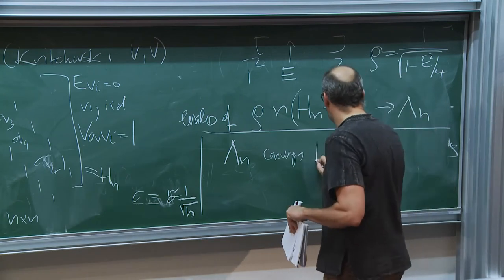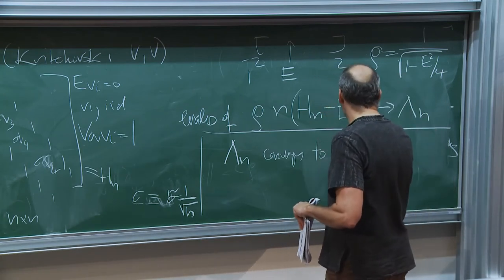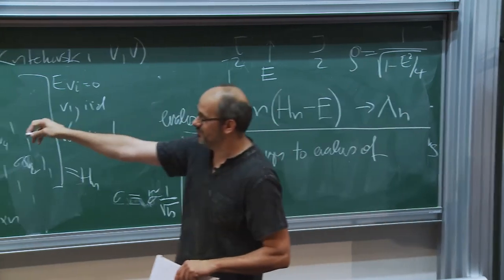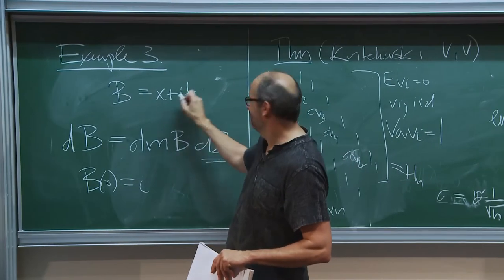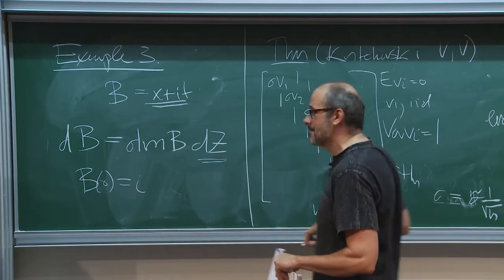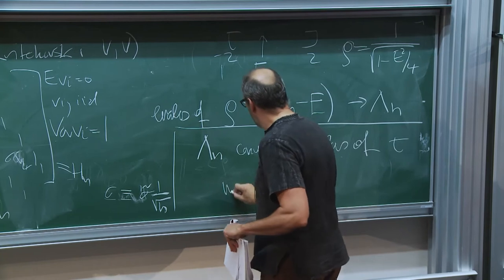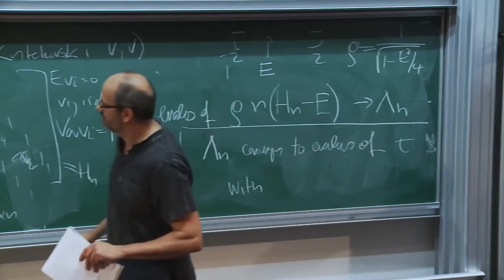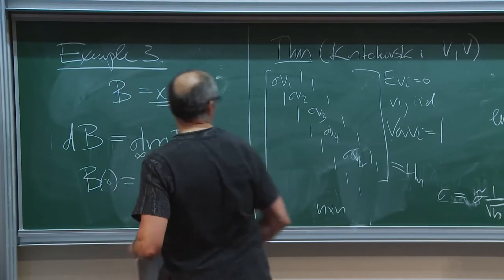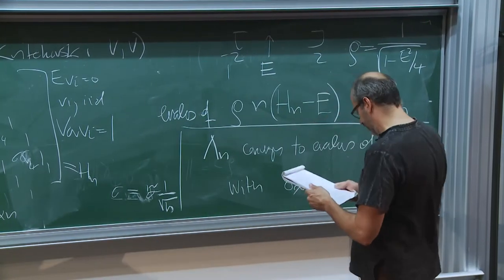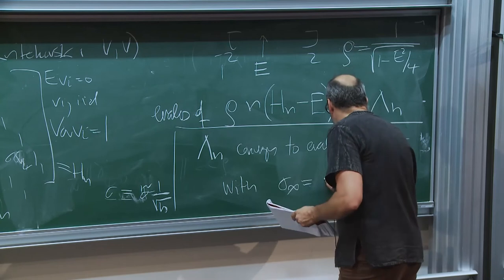To the eigenvalues of this tau, which corresponds to this Brownian motion, hyperbolic Brownian motion, so let's call this limiting sigma. Sigma infinity equals sigma times rho.